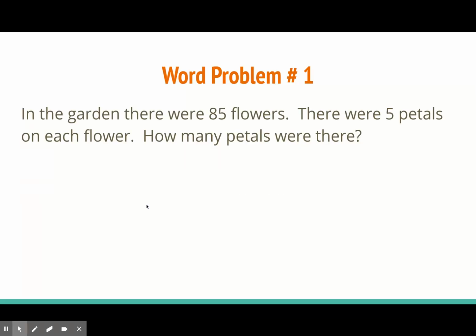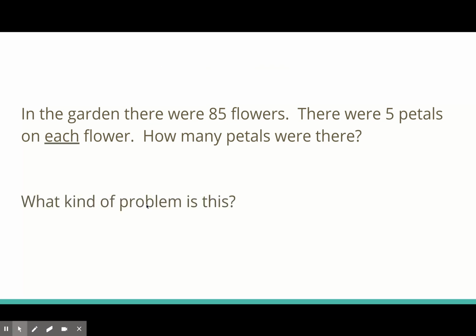Word problem number 1. In the garden, there were 85 flowers. There were 5 petals on each flower. How many petals were there? All right, so that's the question, and we're going to go through and break it down into some steps. First up, what kind of problem is this? Pick your answer now. Is it addition or multiplication?